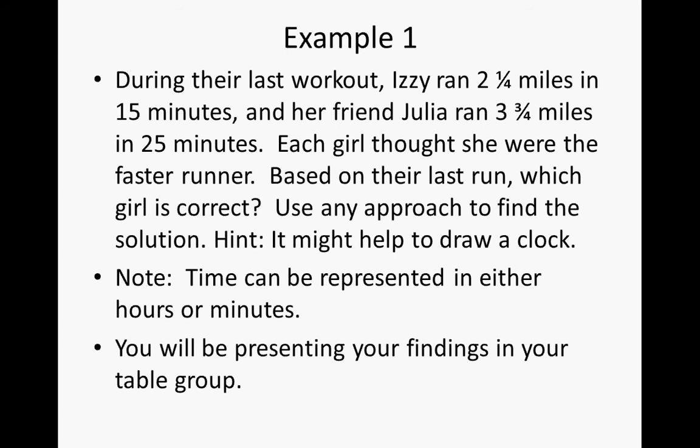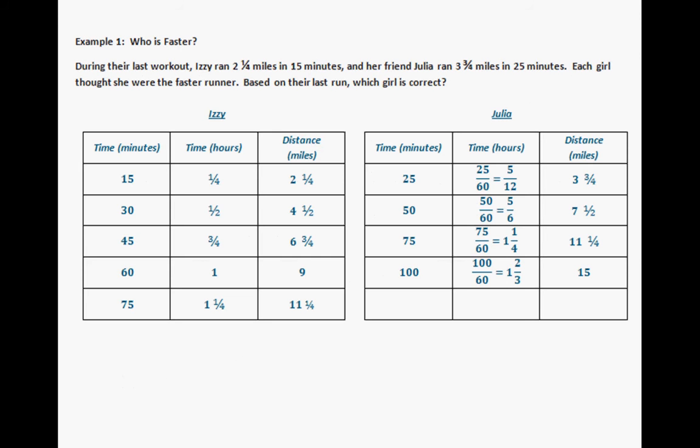Alright, you should be done with example 1. So you could do a table. In this case, you could do a table about Izzy, mentioning the time, what it is in hours, and also the distance. And you can compare that to Julia. So here's one way of figuring out if the girls are at the same rate or not.